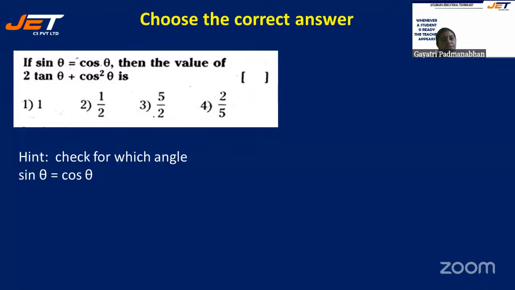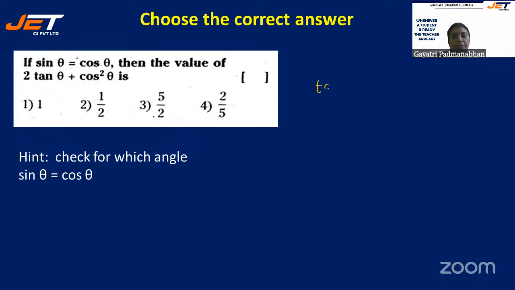Now see the next very interesting question. If sine theta is equal to cos theta, then the value of 2 tan theta plus cos square theta is dash. One thing you should know: what is tan? It is sine by cos, isn't it? Let's try solving this. Actually, it's very simple.